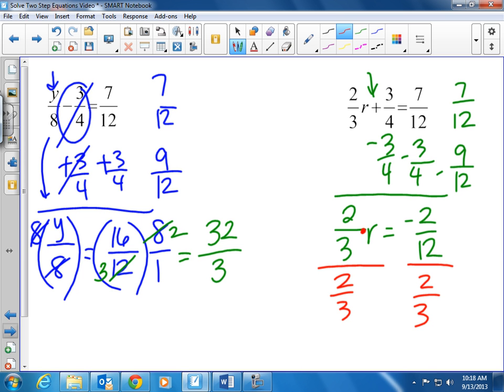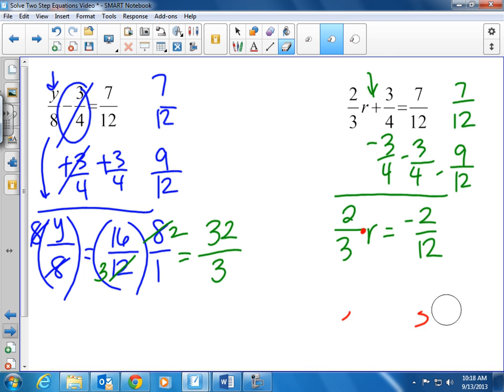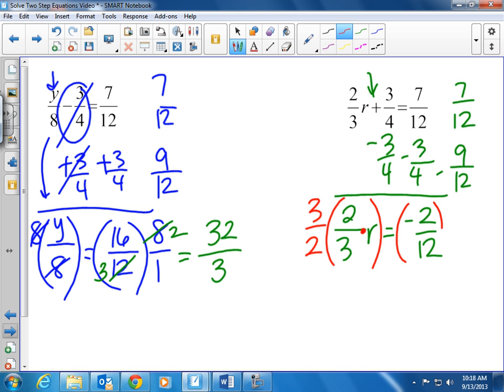So I have a fraction divided by a fraction. We know how to divide a fraction by a fraction, but instead of writing dividing by 2/3, I know that division by a fraction is the same thing as multiplication by its reciprocal. What is the reciprocal of 2/3? It's 3/2. So I'm going to multiply each side by 3/2. When I do that, my 3's cancel, my 2's cancel, so I'm left with just my r, which is what I wanted. Now I multiply straight across.